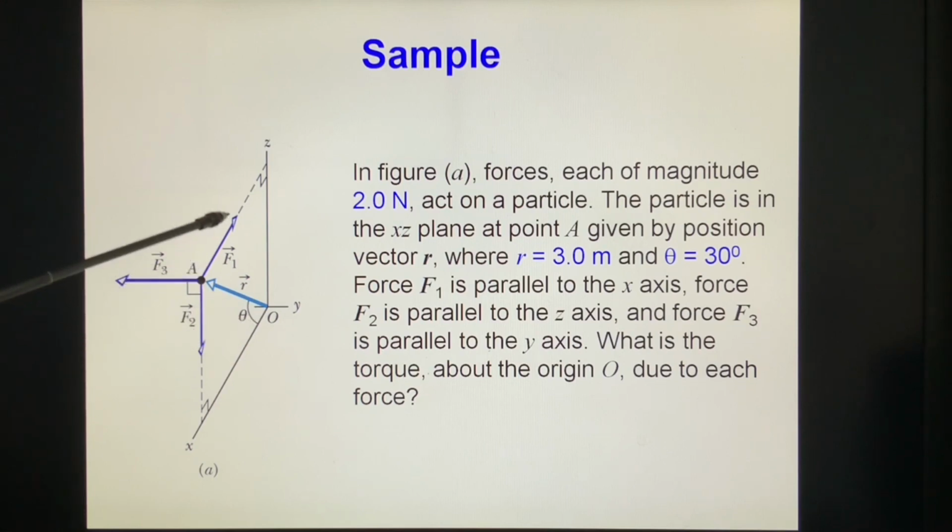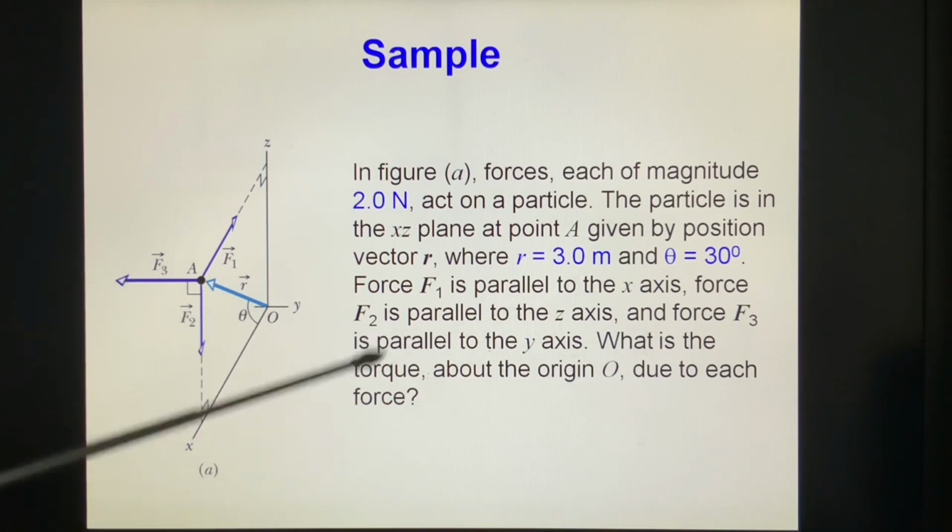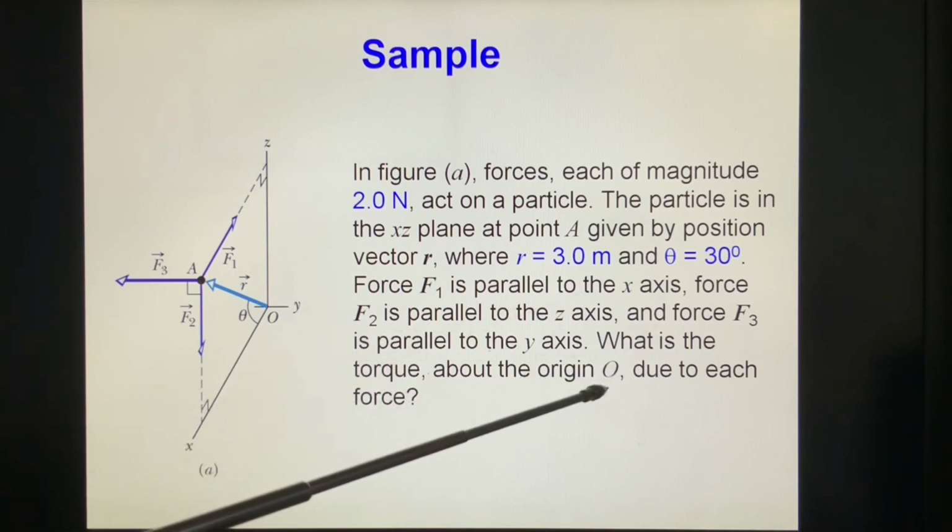Force F1 is parallel to the x-axis. Force F2 is parallel to the z-axis. And force F3 is parallel to the y-axis, toward the negative direction. What is the torque about the point O due to each force?